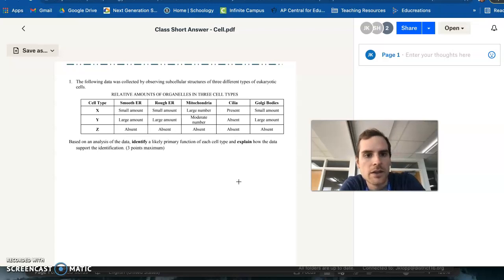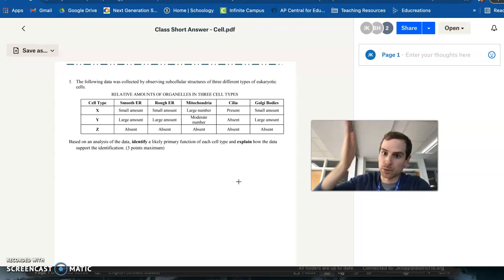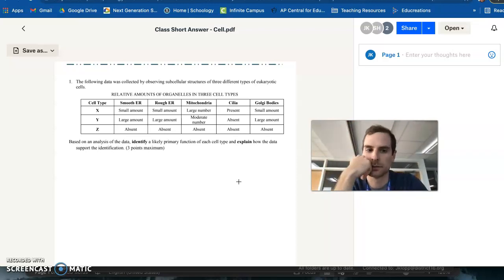So question 1. The following data was collected by observing subcellular structures of 3 different types of eukaryotic cells. Break that down. All that first section is saying is that it looked at different types of organelles in 3 different eukaryotic cells. So that can be eukaryotic cells being like skin cells of an animal. Is it used for structure for a plant cell? Is it used for movement? So it's not necessarily just animal or plant cell. It's what is their function.